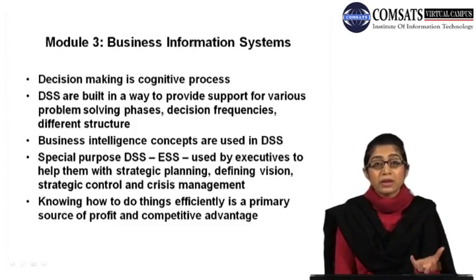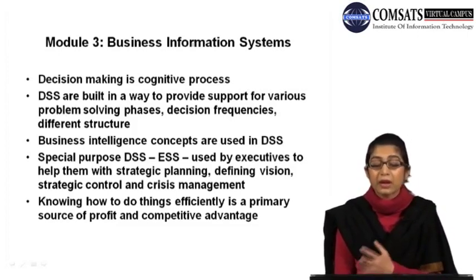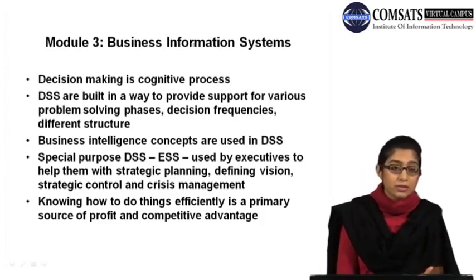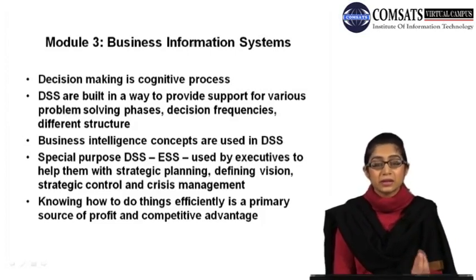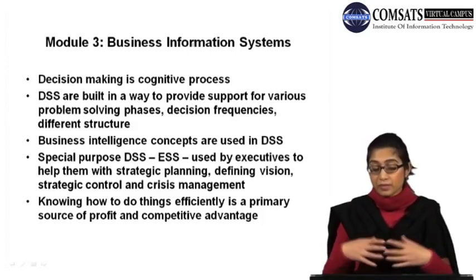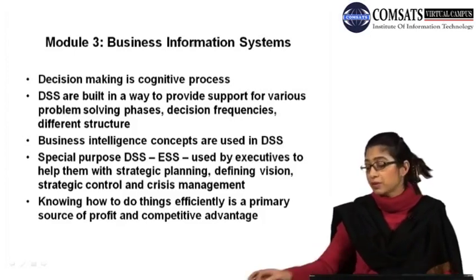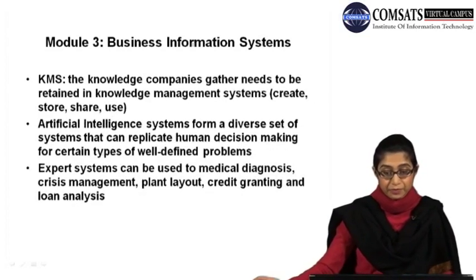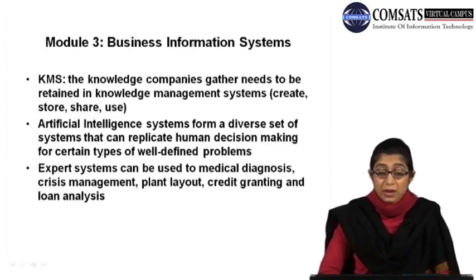So for an organization, knowledge is very important. Why? Because knowing how to do things efficiently is a primary source of profit and competitive advantage. If an organization knows that this is how to do things in a better way, then this is their knowledge, and this needs to be protected. And this in turn is going to give them profit and give them competitive advantage. Right, that's why there were knowledge management systems in the organizations, so that the knowledge the companies have gathered needs to be retained in the knowledge management systems.